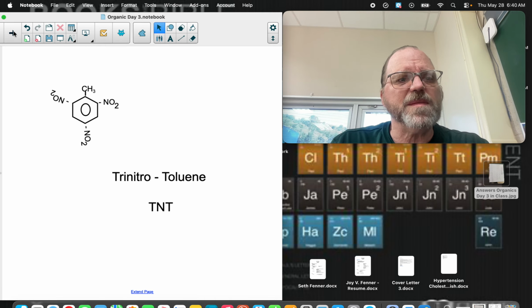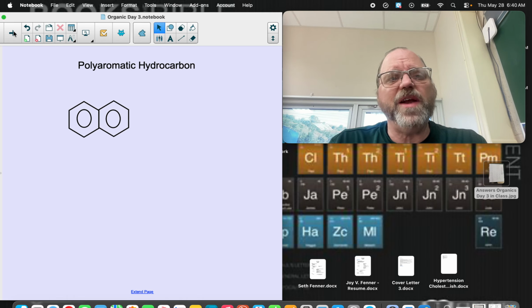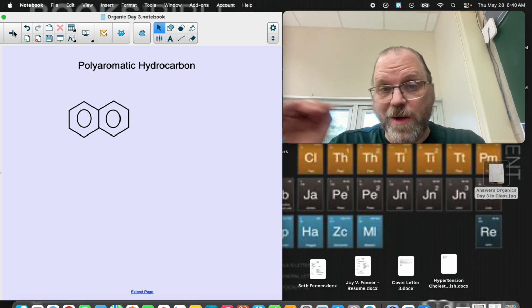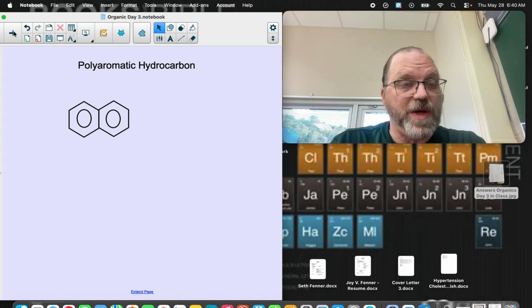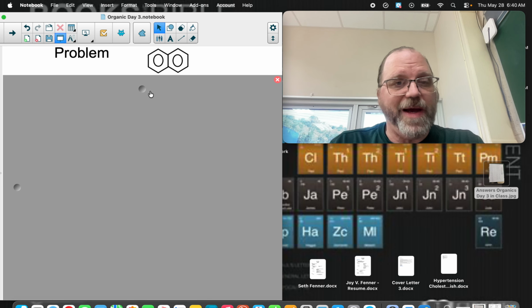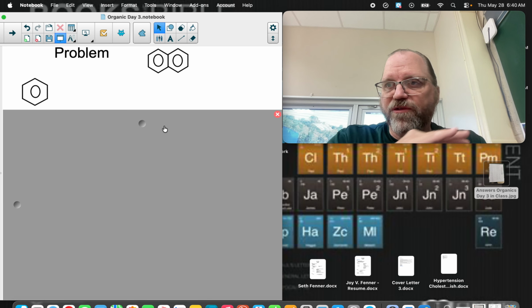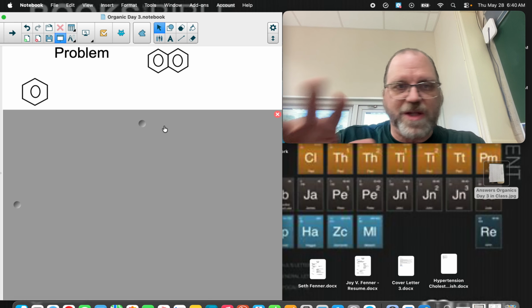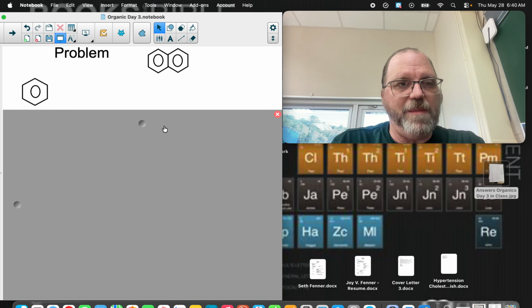All right. Now, the other structure we're looking at here is called polyaromatic hydrocarbons. So we have more than one benzene ring incorporated there. Now, the problem with polyaromatic hydrocarbons, if you've ever seen a freshly paved road and you see that sheen when it gets wet, those are polyaromatic hydrocarbons, and they are soluble.